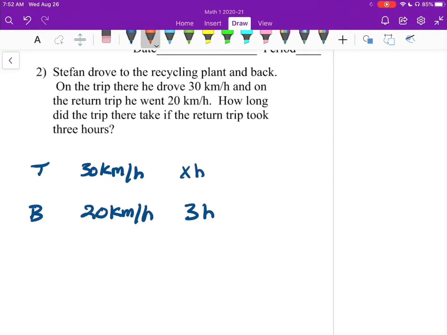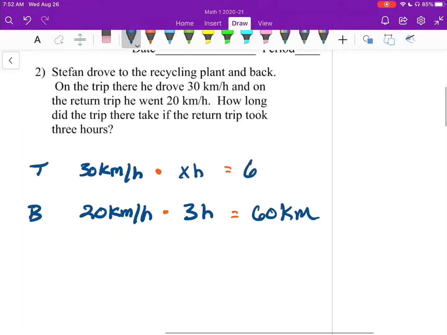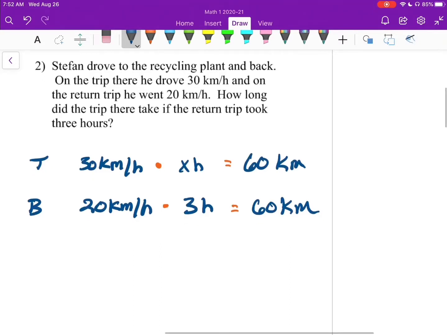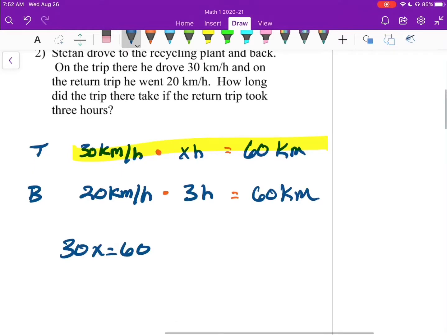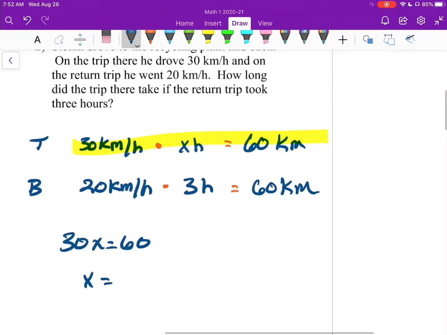So in the same way that we did number 1, we can multiply. We can find how far it was. 20 times 3 is 60. So the trip back was 60 kilometers, so hopefully the trip there was 60 kilometers. Maybe there was a big earthquake or something and it changed, but we're going to say that didn't happen. So now we have an equation here that we can solve. We have 30x equals 60. We divide both sides by 30, and x equals 2. And we're talking about hours, so here we have 2 hours.